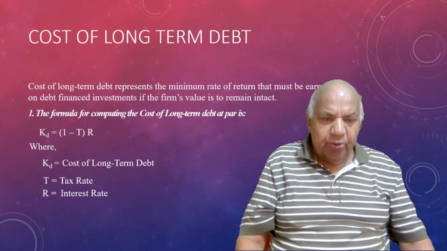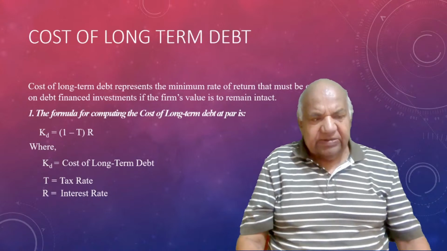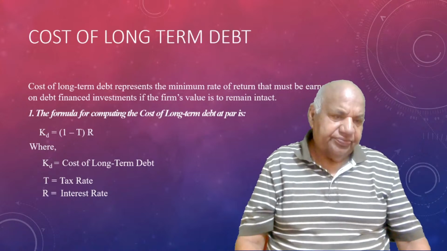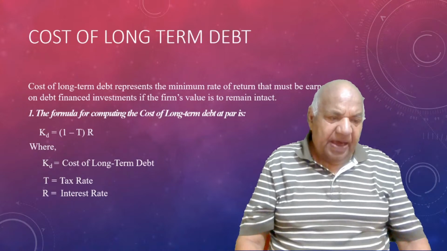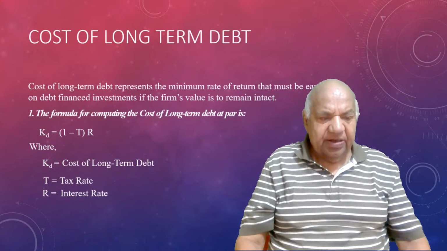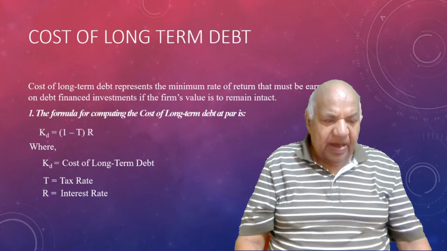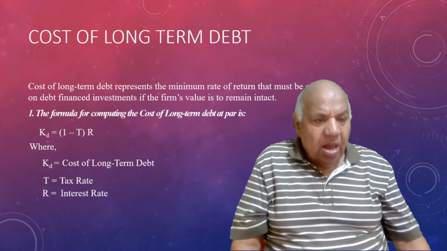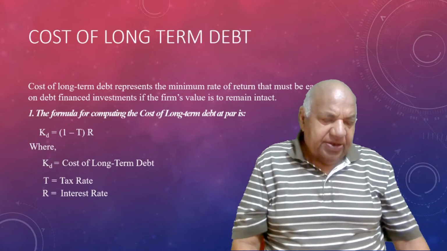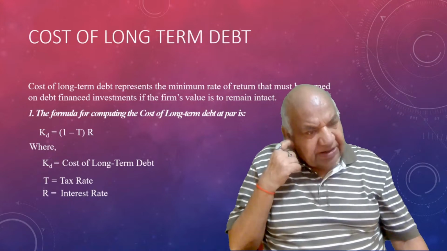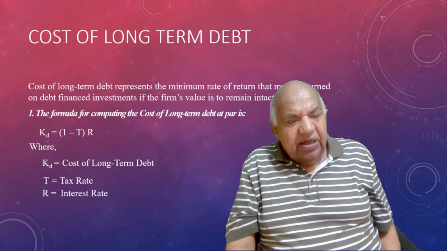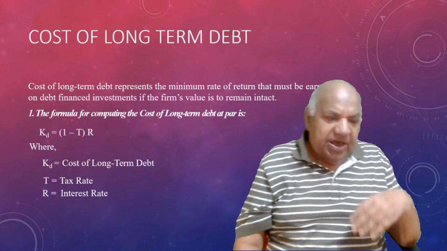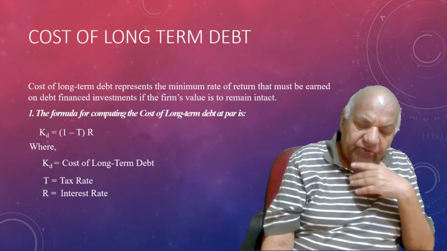The formula for computing the cost of long-term debt at par is KD, cost of long-term debt, equal to (1 minus T) multiplied by R. T stands for tax rate, R means interest rate. For example, suppose the tax rate is 30%, then 1 minus T will be 0.7, multiplied by interest rate, say 10%. This is the cost of debt.